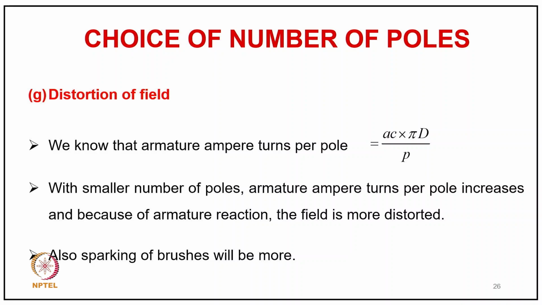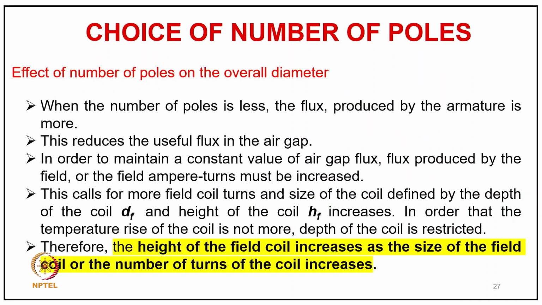Now coming to distortion in the field. We know the armature ampere turns per pole is A C pi D upon P, and with a smaller number of poles, the armature ampere turns per pole increase, and because of this increased armature reaction, the net field is more distorted. Also, sparking of the brush may be more.